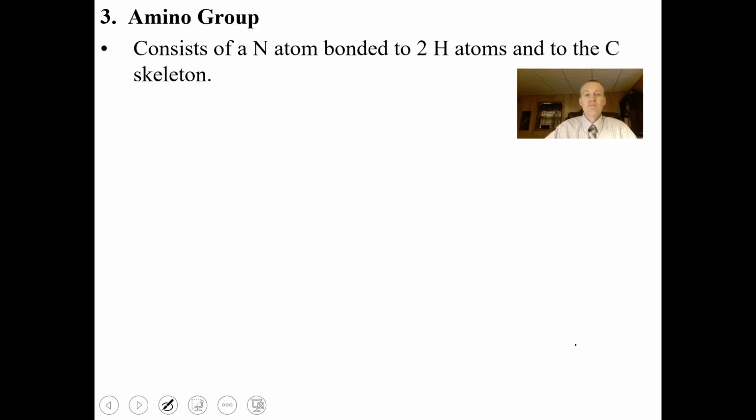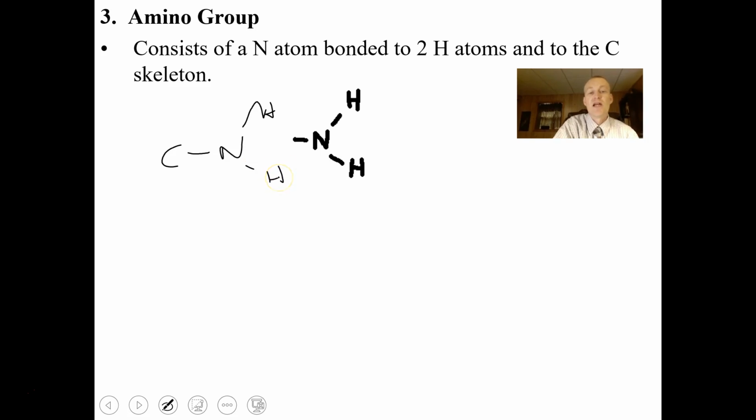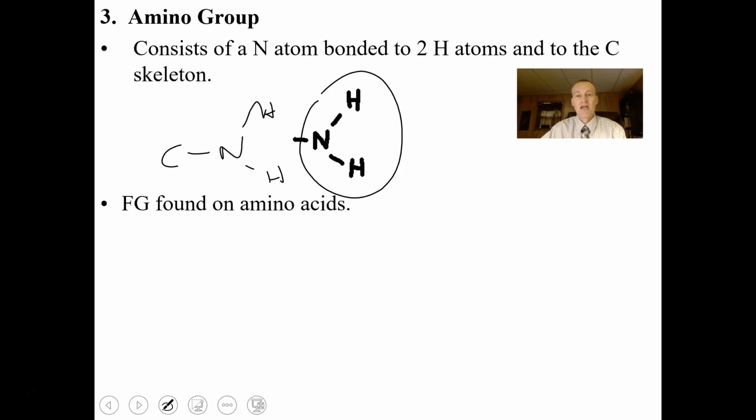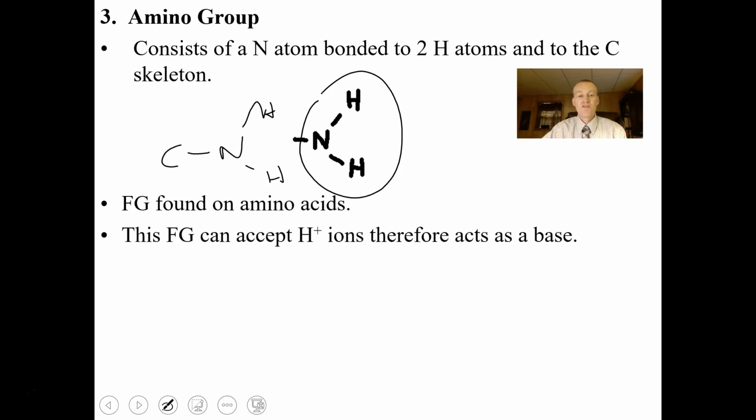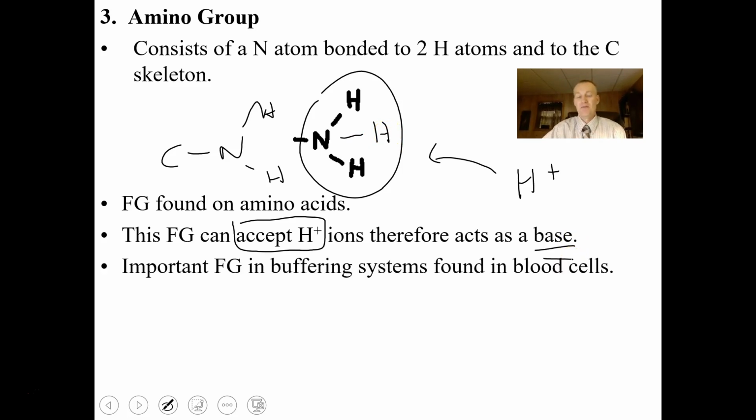So the amino group is the next group, and it contains a nitrogen atom that's bonded to 2 hydrogen atoms and then to the carbon skeleton. And it looks like this. You'd have the carbon skeleton, and then the nitrogen would be attached to that. So nitrogen and 2 hydrogen atoms. This functional group is found in amino acids, and it has the ability to accept hydrogen ions, so it can actually take and absorb hydrogen ions and attach them to it, and so it acts like a base.